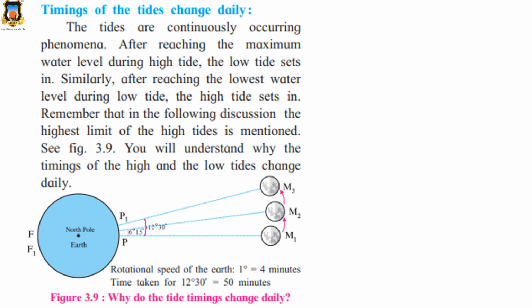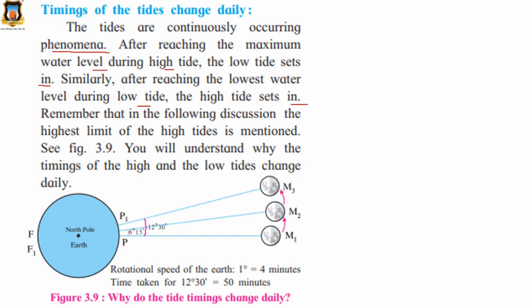The tides are continuously occurring phenomena. It is continuous like day and night. After reaching the maximum water level during high tide, the low tide sets in. Yes, after the water level has increased, in the next part, the low tide sets in. Similarly, after reaching the lowest water level during low tide, the high tide sets in. We have seen this. It means if there is high tide, definitely there is going to be low tide in some other place, and if there is low tide, there is going to be high tide in some other place.